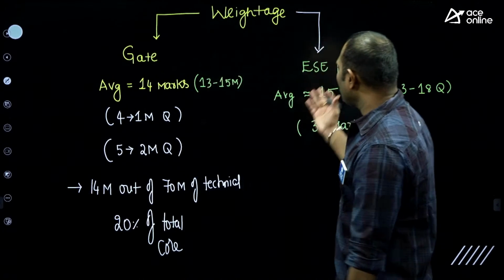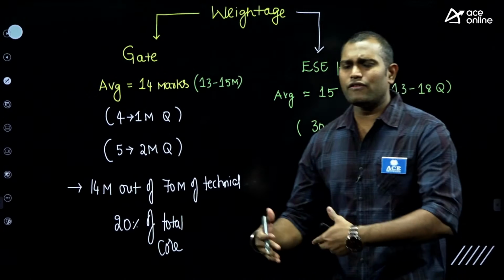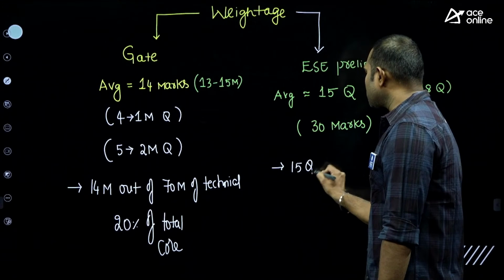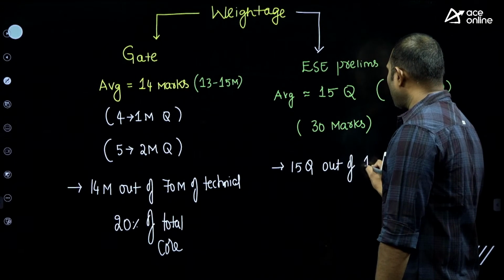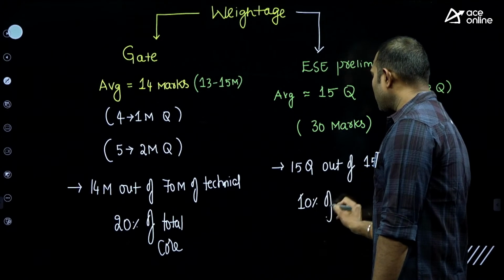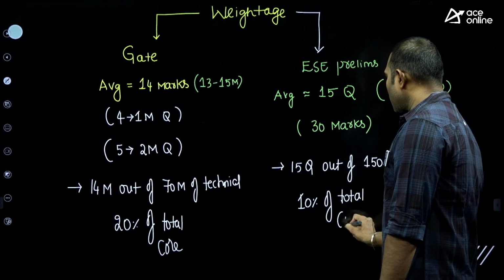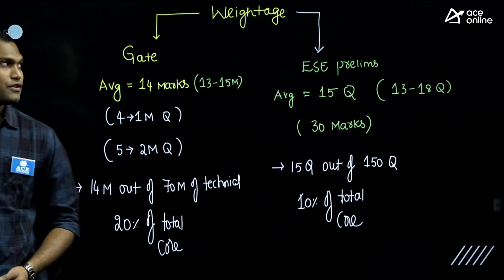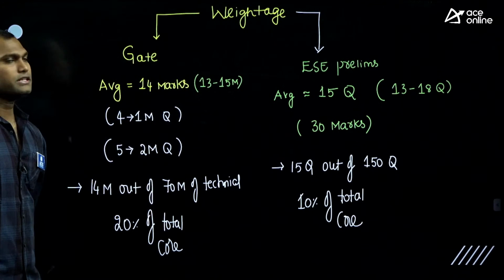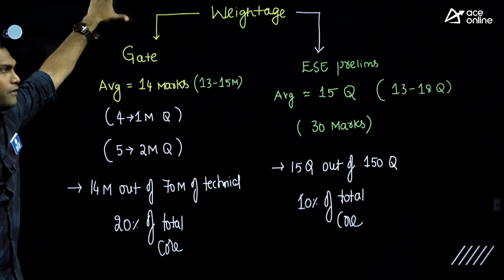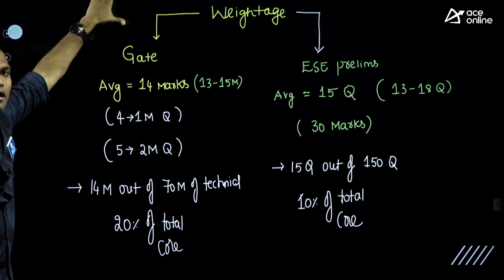Whereas in the case of the ESE prelims, every subject is more or less having the same weightage, which means in this case 15 questions out of 150 questions, right? So this is 10% of total core subjects. So this is the weightage analysis from the GATE point of view and from the ESE point of view. Okay, fine, we are done with the weightage analysis for GATE and ESE.